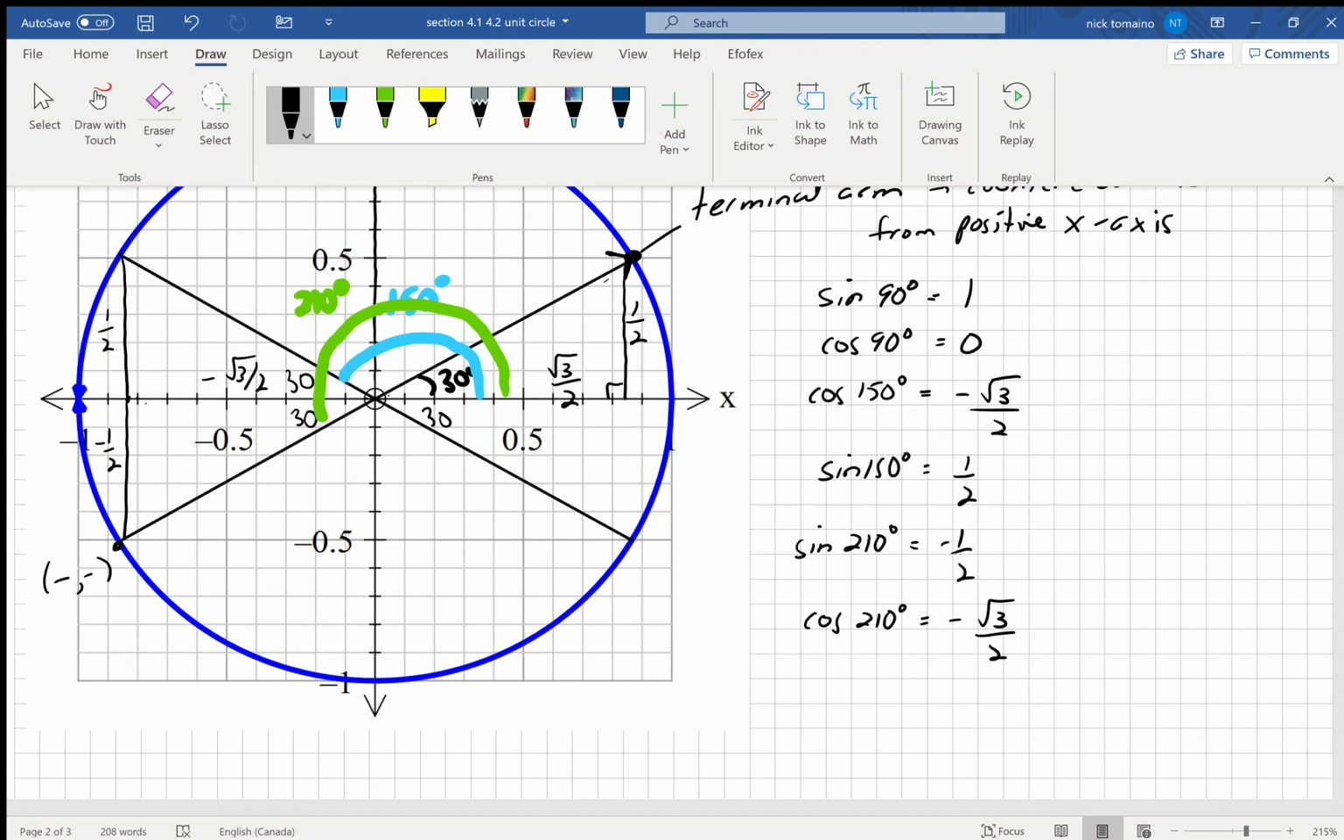Okay, so now as you take this terminal, you continue rotating it. So now suppose that we rotate it to 270 degrees, right? If we keep rotating to 270, what do we notice about the height of the triangle? It's going from negative 1/2, it's going down and down, it's going to negative 1. So sine of 270 degrees is going to equal negative 1, and the cosine of 270 degrees is going to equal 0.